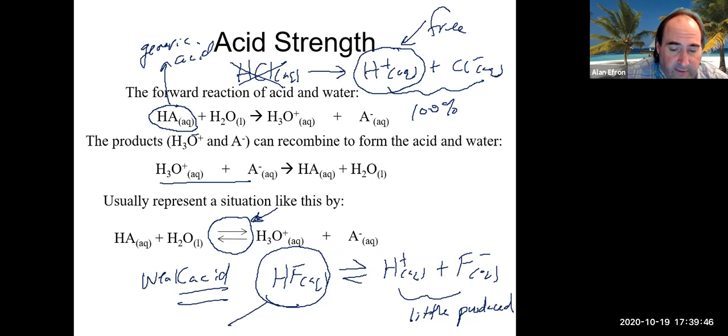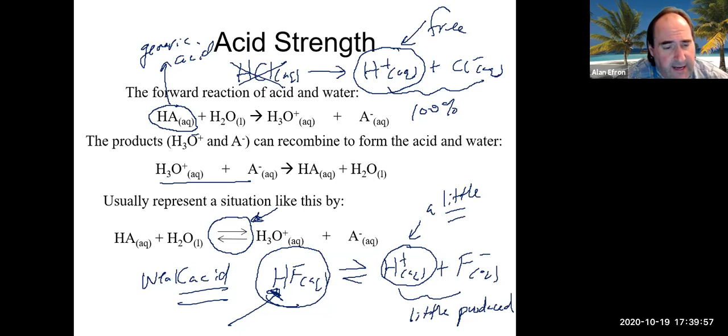In the HF case, when it goes into solution, this weak acid will mainly stay together, but produce a little bit of this guy. So it's still technically an acid because it has the ability to produce H plus or H3O plus. But unlike a strong acid, it's not going to produce anywhere near the amount of free H plus, and thus is a much weaker acid in that particular case.